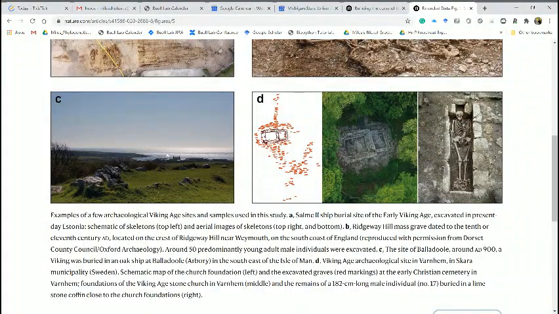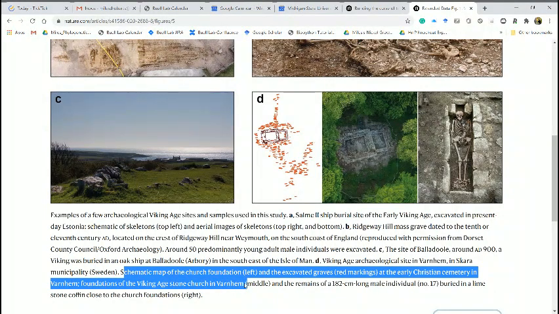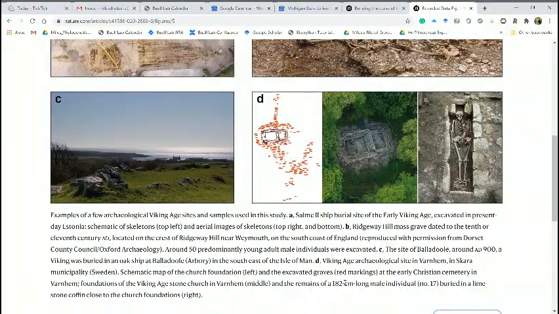And this grave right here, that's beautiful. Beautiful European countryside right there. And then here we have some kind of tomb. See here, D. Oh, church foundation graves. Christian cemetery. A 182 centimeter long male. That seems really tall.